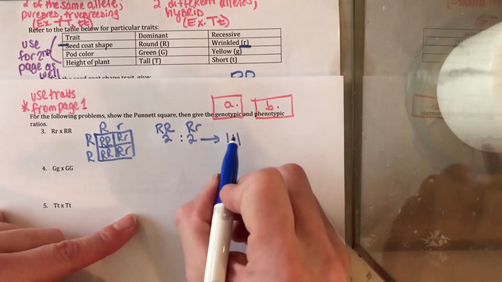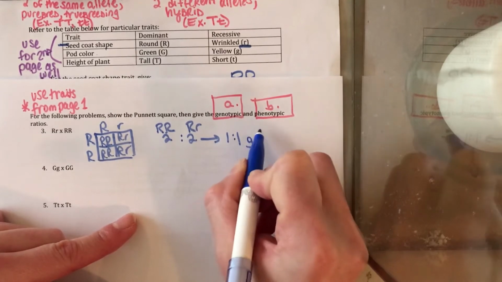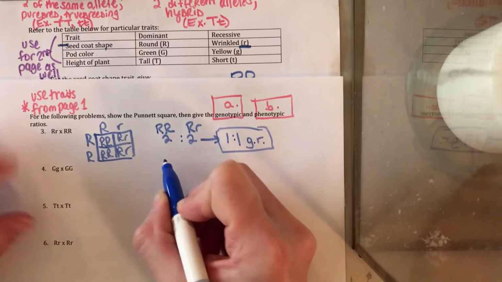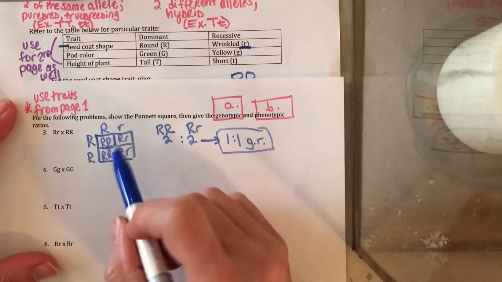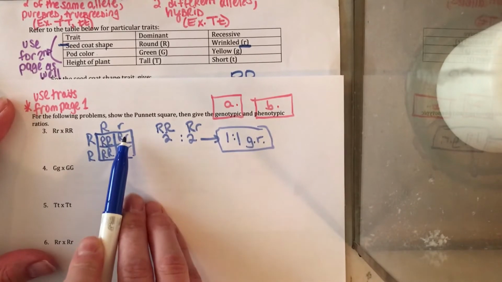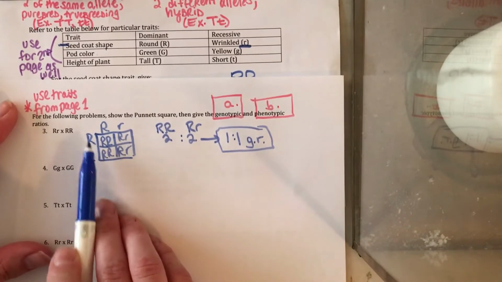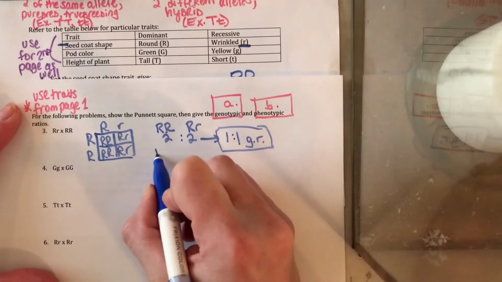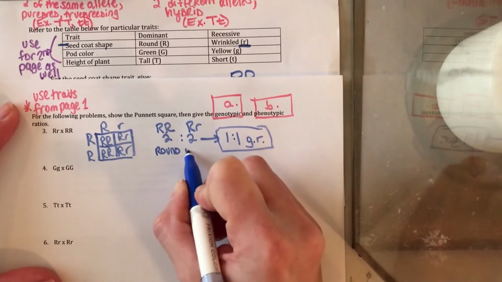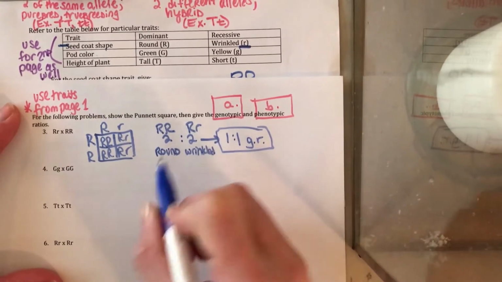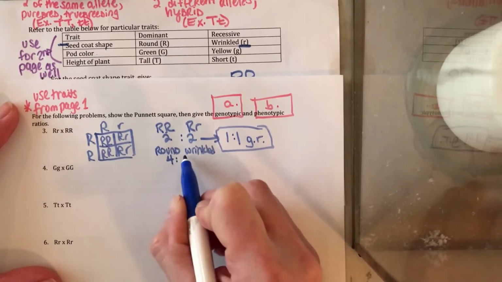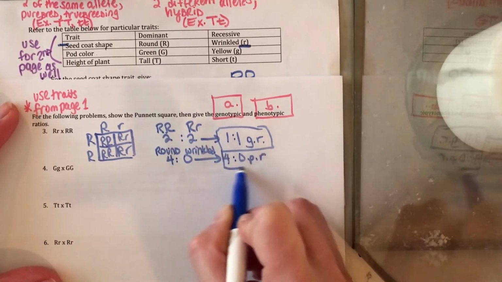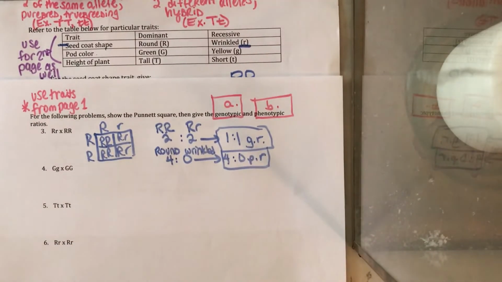So this is our genotypic ratio. Now, to determine the phenotypic ratio, we have everything as being round. Every possibility here has a dominant allele. Everything here is therefore round. So if we compare the amount of rounds that we have to the amount of wrinkles that we have, all of them are round. None of them are wrinkled. So 4-to-0 is the phenotypic ratio, and that's the answer for number 3.